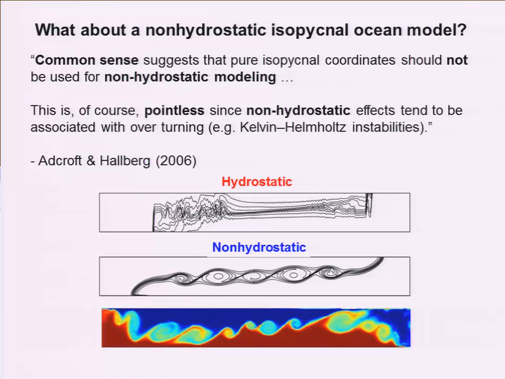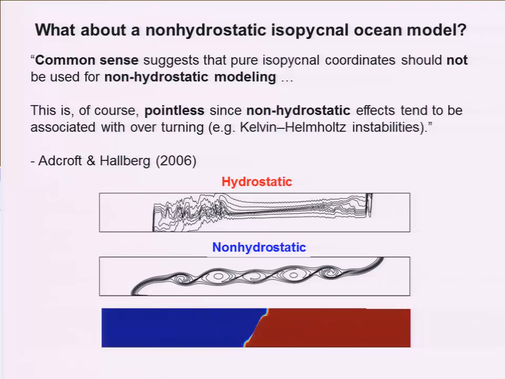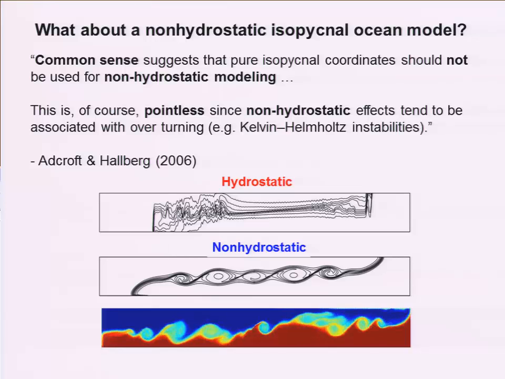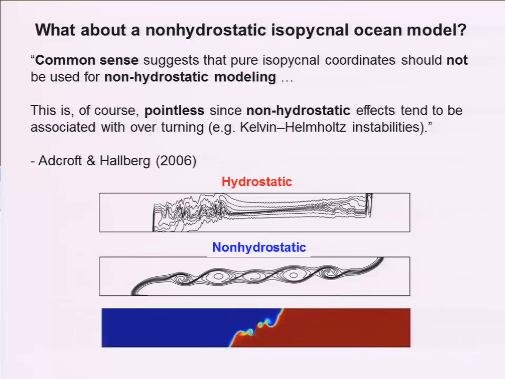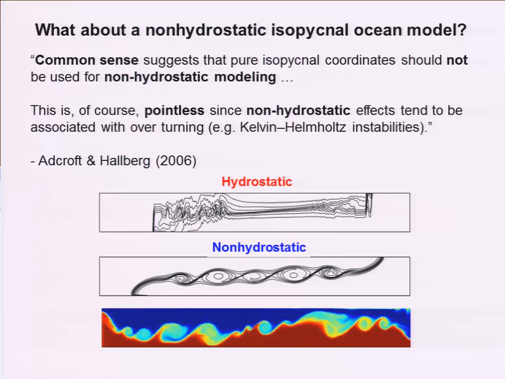And this is, of course, pointless, this approach of using non-hydrostatic isopycnal models, since non-hydrostatic effects are associated with overturns, such as Kelvin-Helmholtz instabilities. And this is certainly a valid concern. However, if you look at these processes in the ocean, they're an extremely small-scale process that is usually not resolved in most ocean models. And furthermore, there are a lot of non-hydrostatic effects that aren't associated with overturns, such as internal waves and the formation of solitary waves.